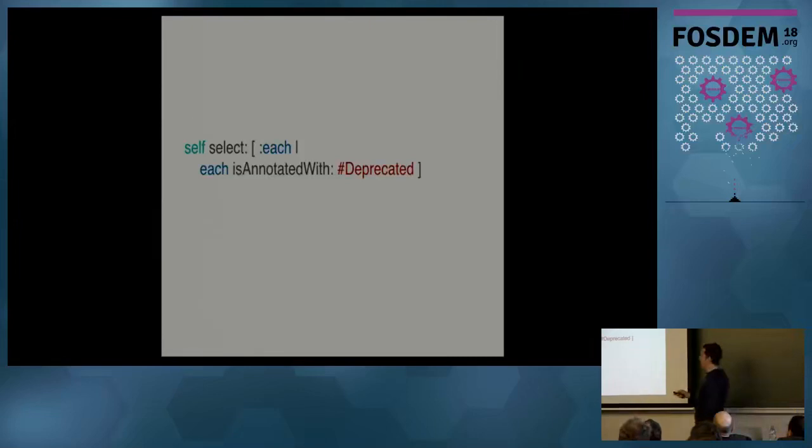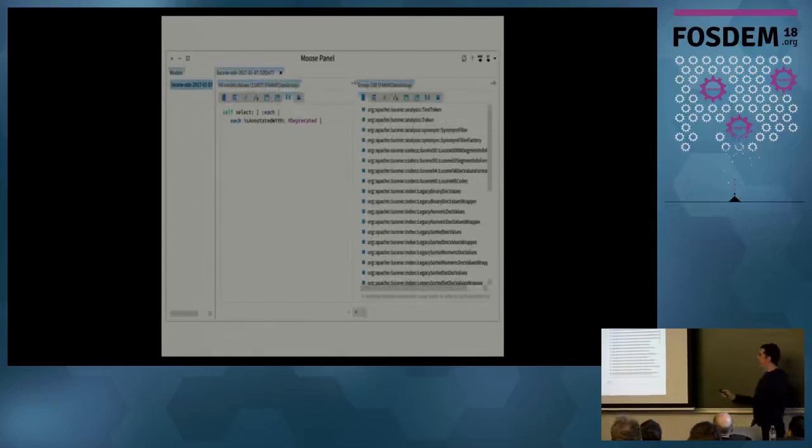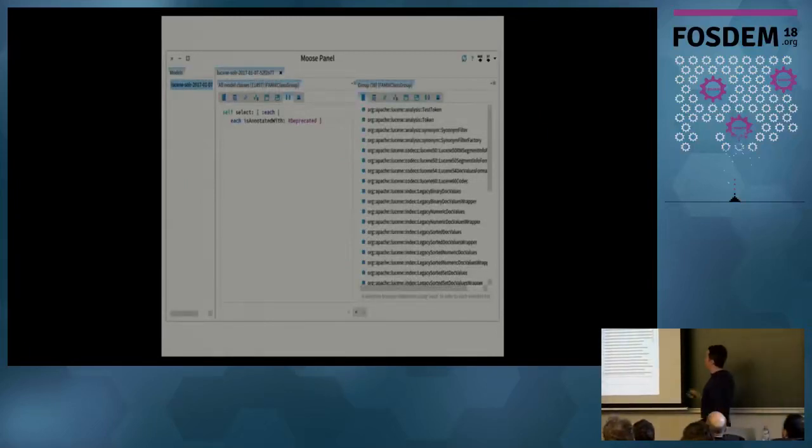So we'll just say self, this is the current object, so the current list of classes. We want to select only those classes that are annotated with deprecated. That's it. And if we run this, we can execute it, and then in a new pane to the right, we will get the list of deprecated classes, and there are 36 deprecated classes here. Lovely. Now, can we remove them?